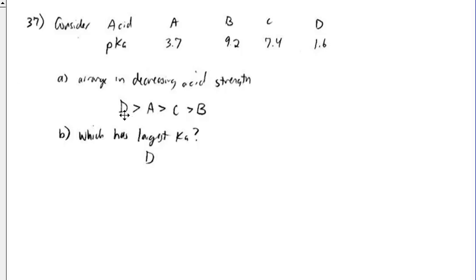So D, having the lowest pKa value, should be the strongest acid. A, the next lowest, should be the next strongest acid. C, the next lowest at 7.4, should be the next strongest acid, and the weakest acid is B with the highest pKa value. So which one has the largest Ka? It's actually D with the largest Ka.